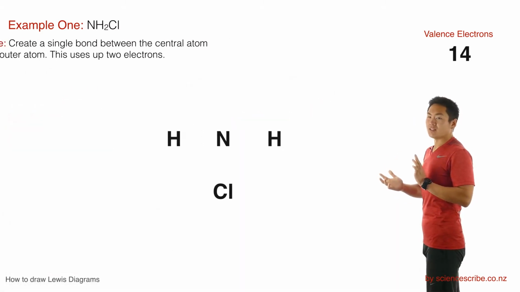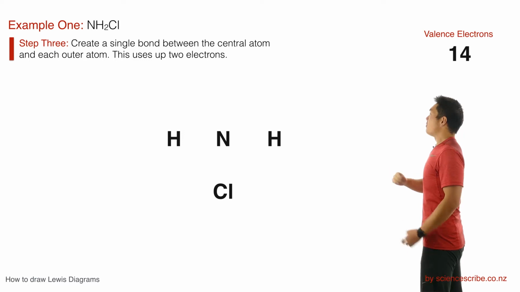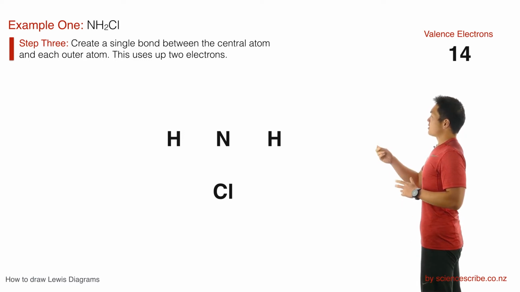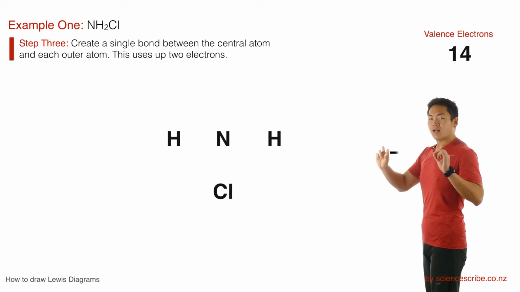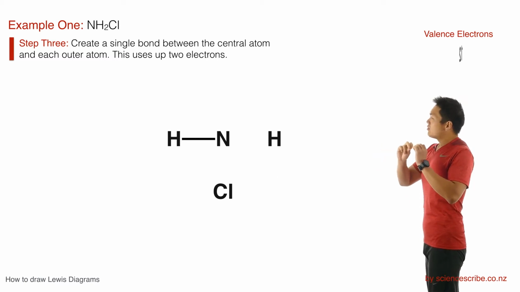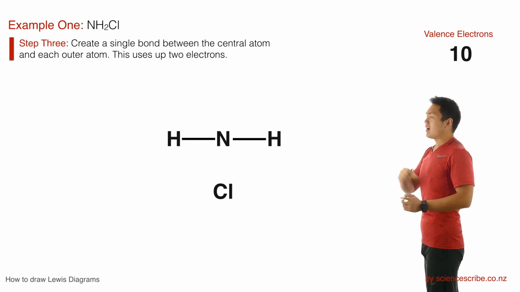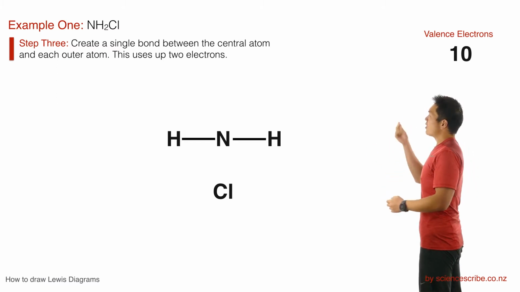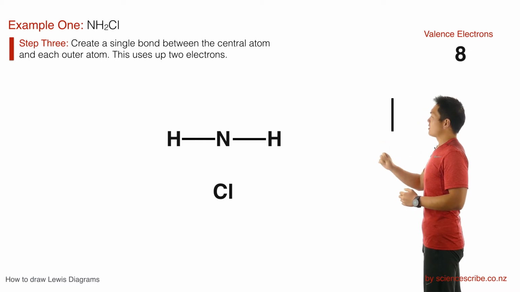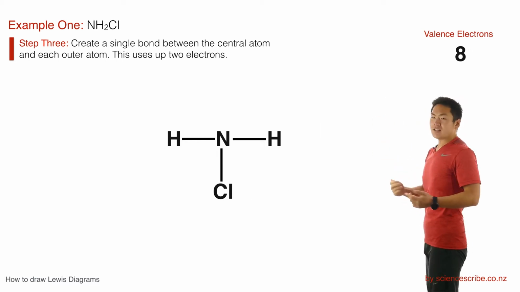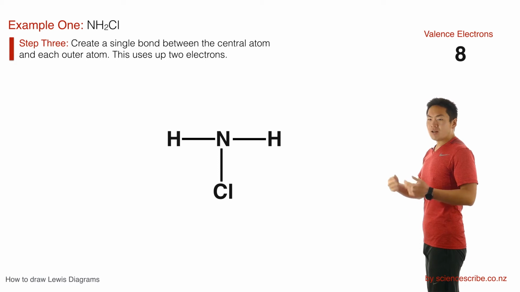We're going to pop that down, and we're going to put the other elements around it. The third thing we're going to do is to create single bonds from the central atom to the outer atom. Each single bond is represented by a line. Each single bond represented by this line also represents 2 electrons. So out of the 14 electrons we had, we're going to pull out 2 electrons at a time to create single bonds. When we do that, you can see that I made 3 single bonds, so I use 6 electrons. That brings me down to 8.